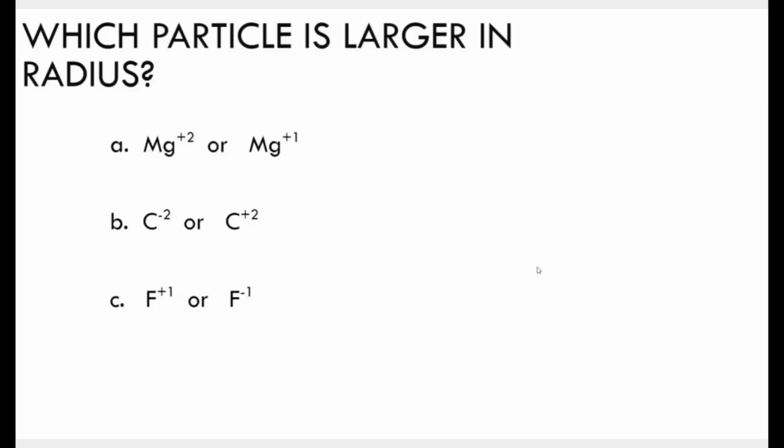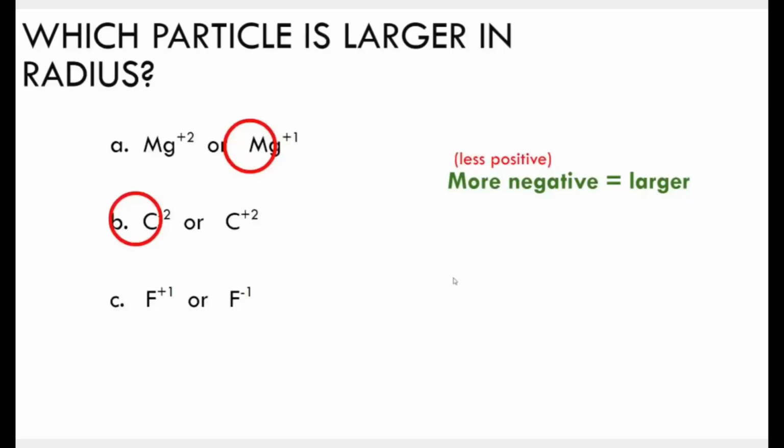So if we look at our examples here, magnesium and magnesium plus 2. Remember, more negative is the larger element. Neither of these are negative, so we kind of have to think more negative or less positive is our larger radius. So Mg plus 1 is the less positive element, so it's larger. Here with our two carbon atoms, the negative one is the one that gained electrons, so it's going to be larger. So you go ahead and circle which of these fluorine atoms you think would be larger.